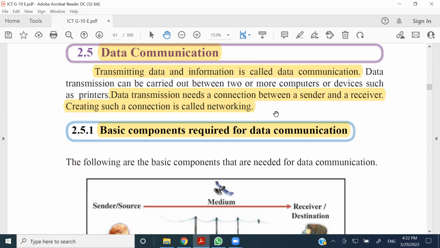Sir, I wrote that topic. Okay. So how about others? Okay. Anyone who is still writing?